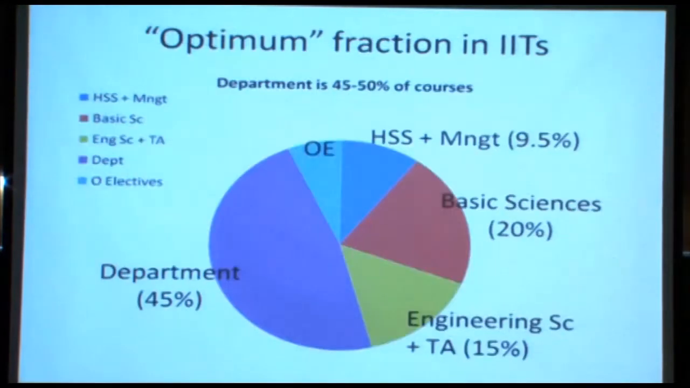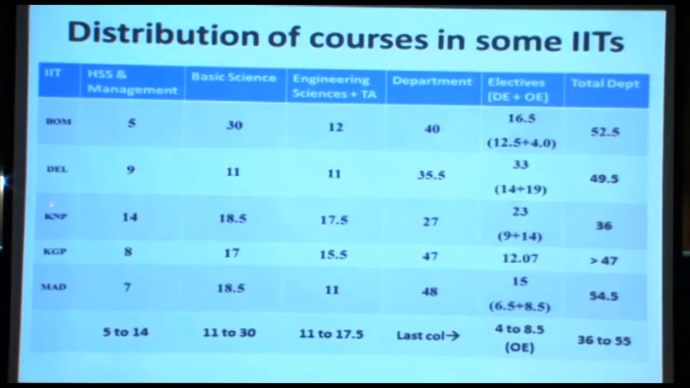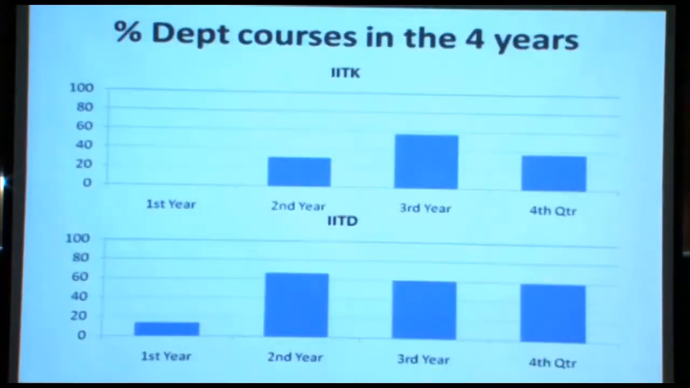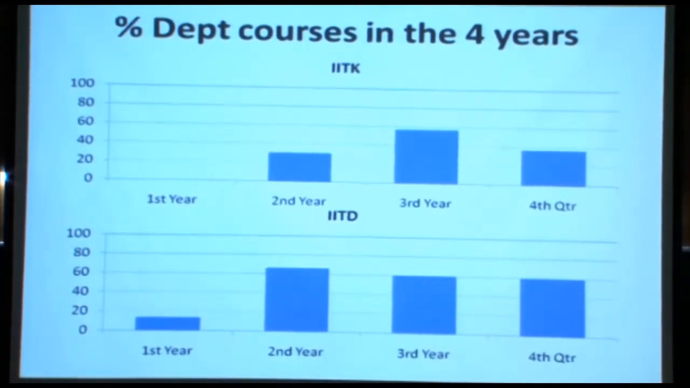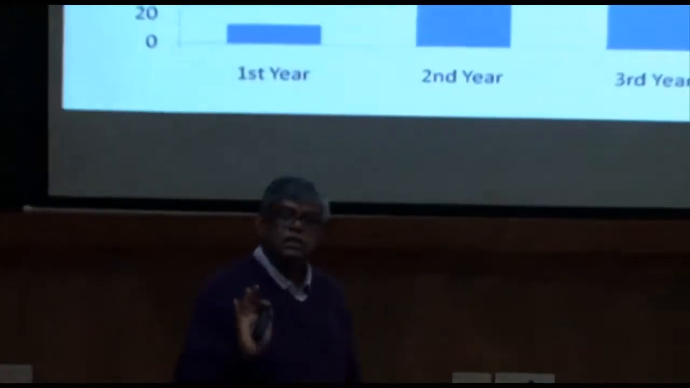On the other hand, if you look at a case like Delhi, where it was close to 50%, and you look at how they were distributed, you can see that they started off from the first year pretty well. Then you can see a significant contribution over the years, in excess of 60% of the total courses a student does in IIT Delhi being basically chemical engineering courses.